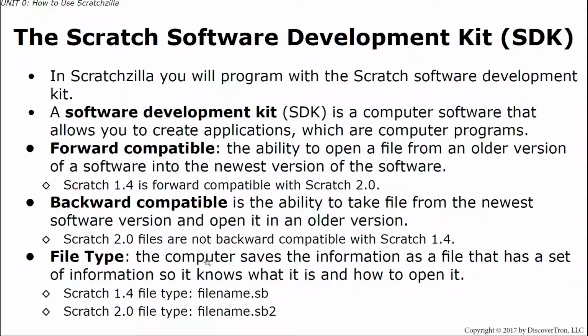Finally, the file type. This is going to be how the file is saved. And this is basically a set of information that tells the computer how to use the file and how to open it, where to store it, or how to configure it, and all that other fun stuff. Okay, so a Scratch 1.4 file type is going to have its file name .sb, and then the Scratch 2.0 file type will be a file name .sb2.